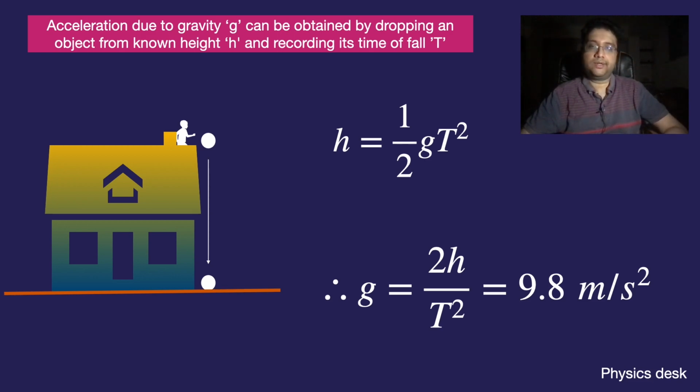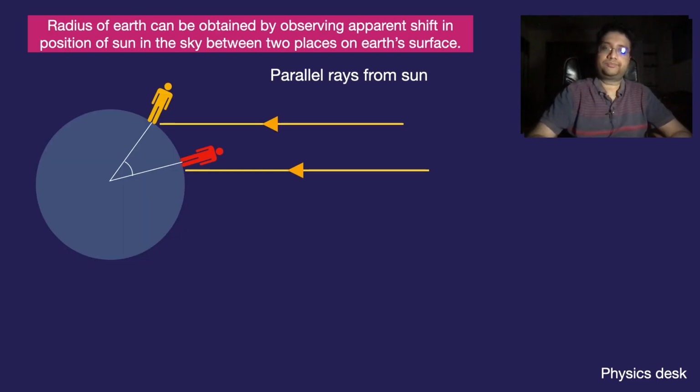Initial velocity is 0, so h is equal to half g t square, because acceleration is the acceleration due to gravity, which we need to find out. From that you get g is equal to 2h by t square. The value of h you know and the time of fall you know. Substituting, you get g as approximately 9.8 meter per second square. Now comes the radius of the Earth.